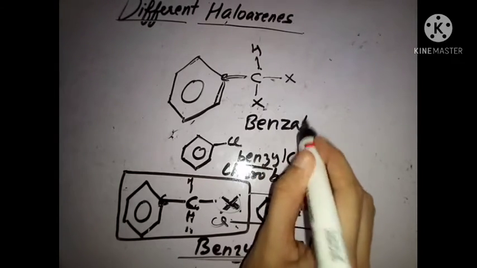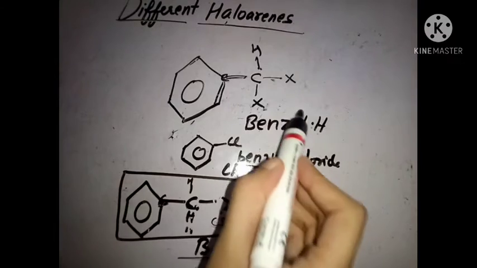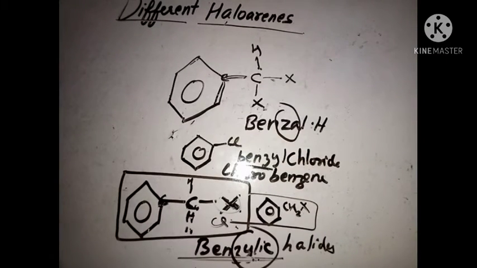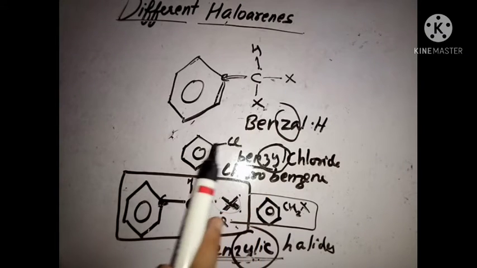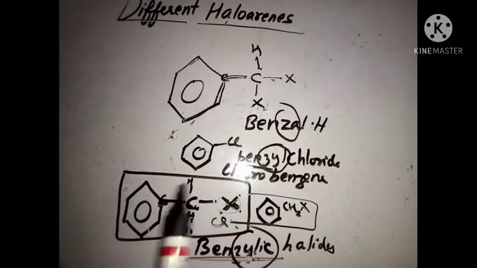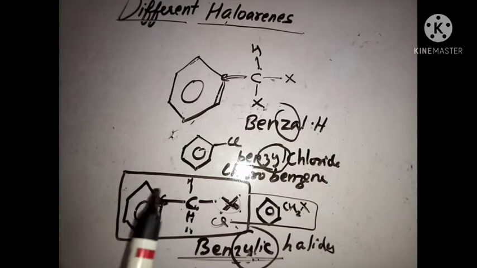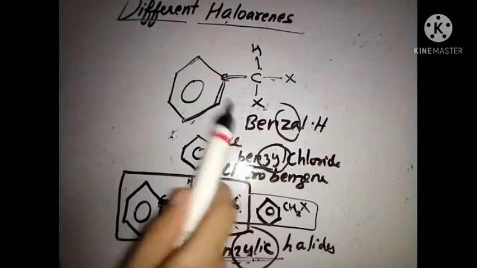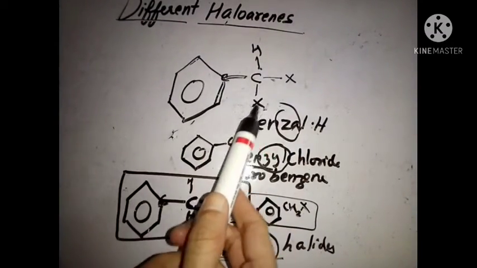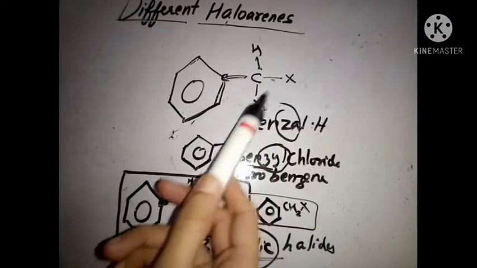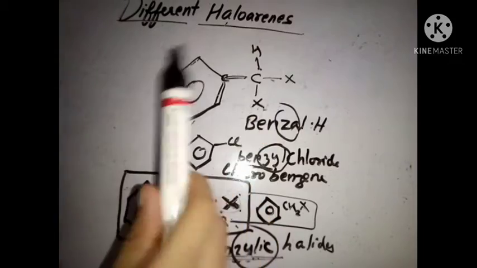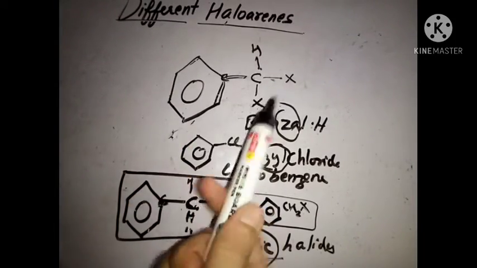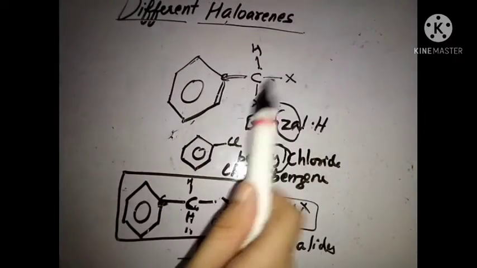Benzyl halides. Here it is benzyl, here it is benzylic, here it is benzyl. So you should be able to tell the difference. If it is benzylic, that means it is attached to CH2 and then benzene. If it is benzyl, then it is CH and two halogens. So if I replace these two X with Cl, then the name will become benzyl chloride, benzyl bromide, benzyl iodide. X can be any halogen.